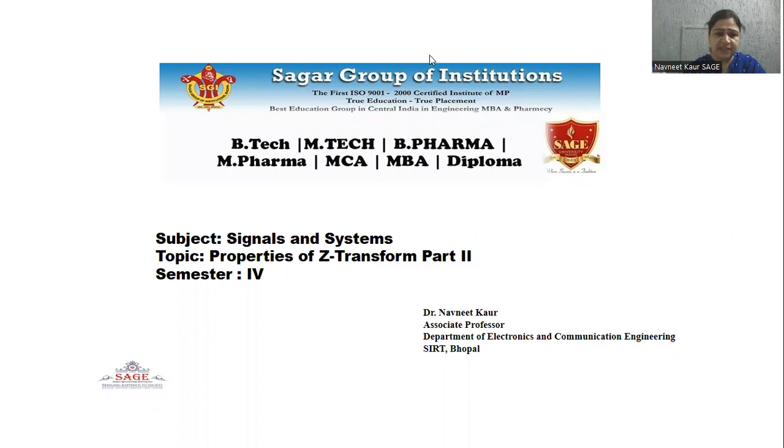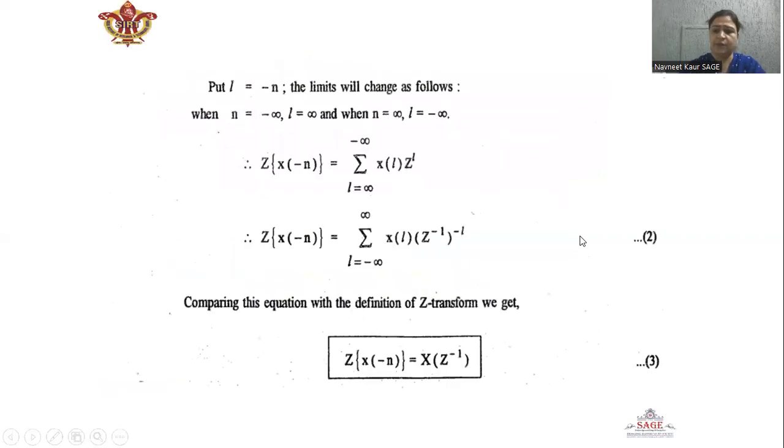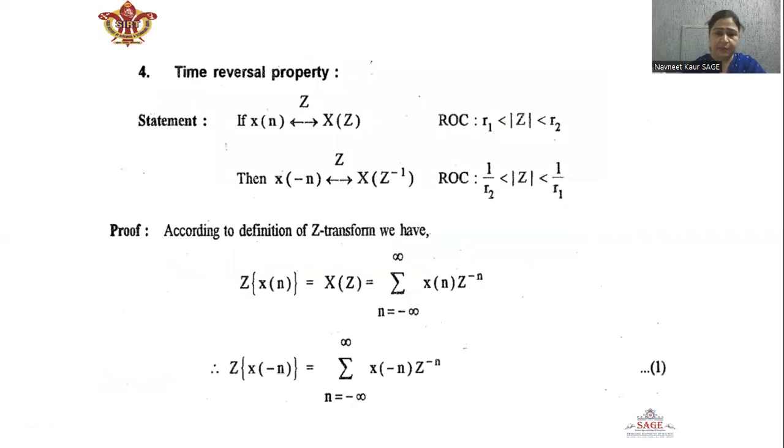In my previous lecture, I have discussed three properties of Z transform, that is linearity, time shifting, and scaling property. Now, in this lecture of signal and system subject, I'll be taking the remaining properties of the Z transform. I'll start with the next property, which is time reversal property.